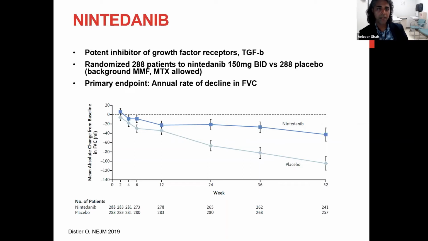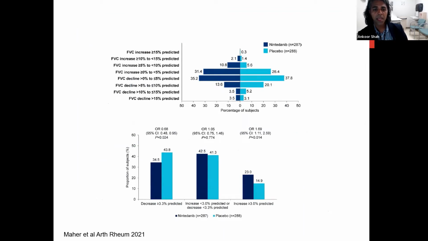Again, this has led to FDA approval of nintedanib for the treatment of scleroderma lung disease. Similarly to tocilizumab, nintedanib was not shown to lead to significant improvement in skin disease. And again, this was a post-hoc study looking at the improvement in FVC in patients on nintedanib versus placebo. Again, looking at these trends and differences in the study group versus placebo.